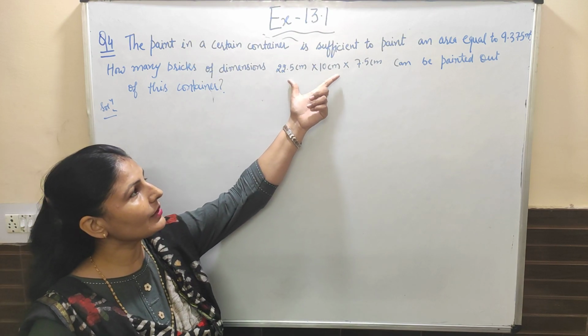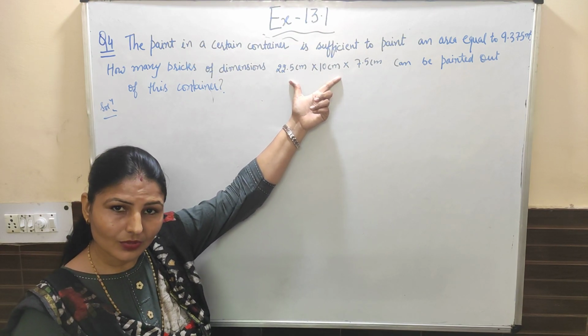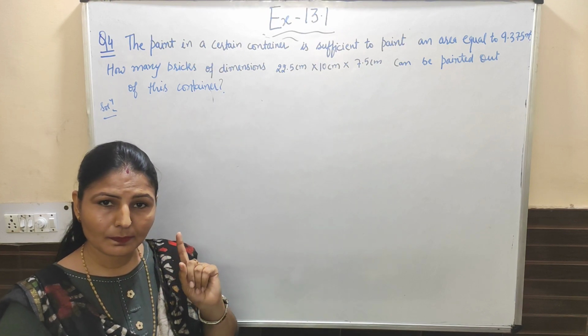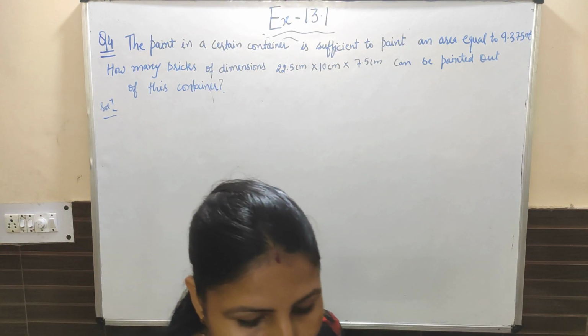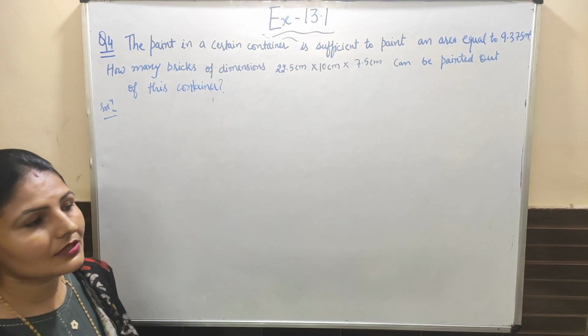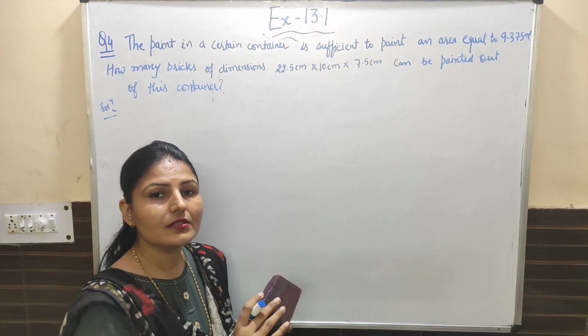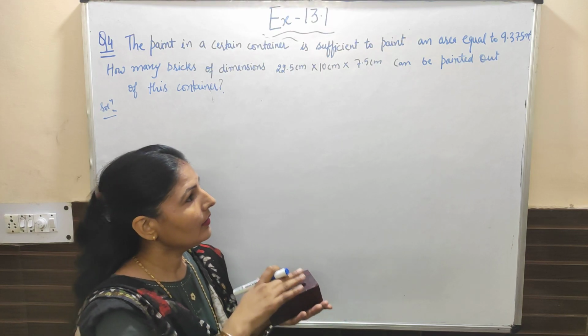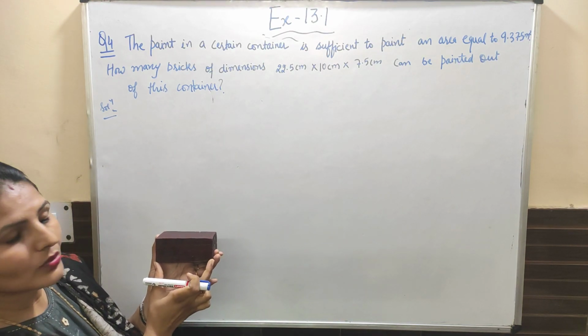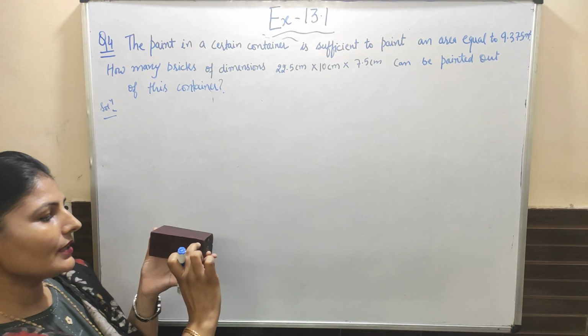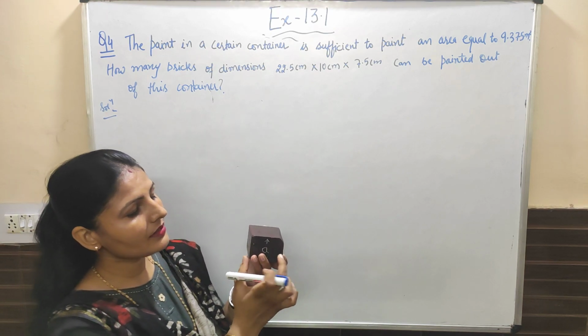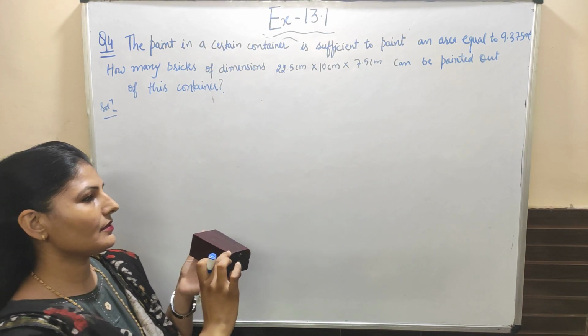First we have to calculate the total surface area of a brick. Okay? What will we have to calculate? Total surface area. Let this be our one brick, of the dimensions: length is 22.5 centimeter, breadth is 10 centimeter and height is 7.5 centimeter.